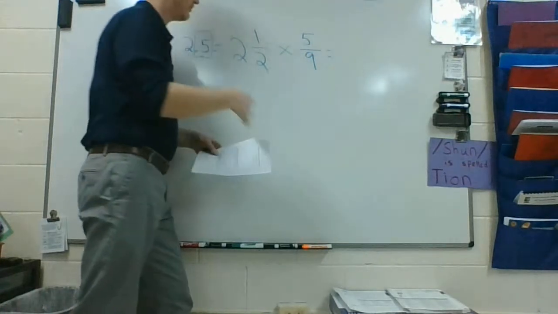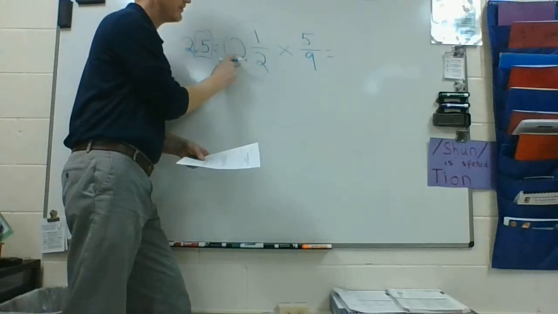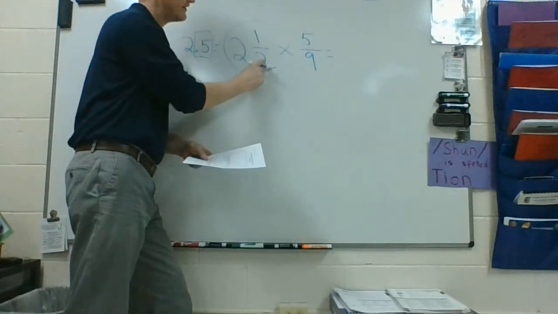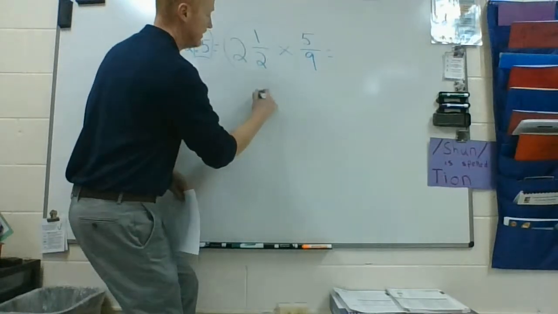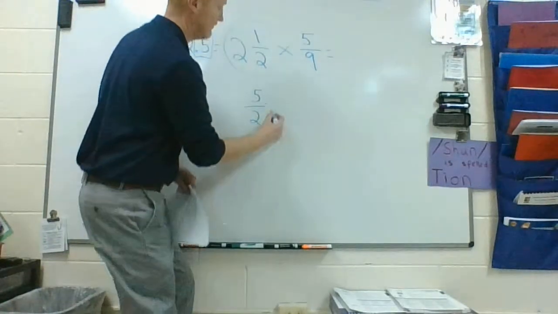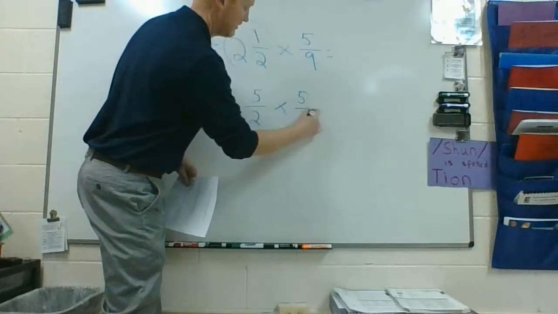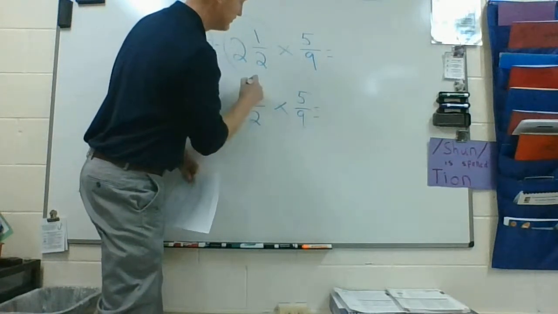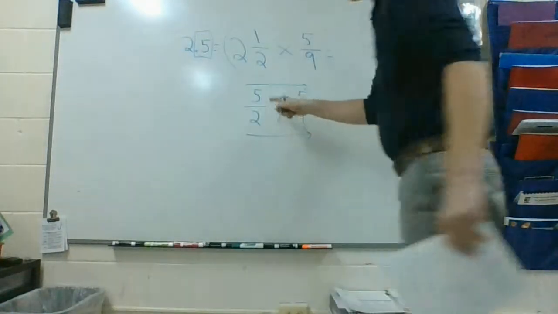Okay, now we're back to the same old, right? Convert. So we're going to convert this. I'm going to do it quickly because we did this one in class too. 2 times 2 is 4, plus 1 is 5. Makes me 5/2. Times 5/9. Okay. Step 2, straight up multiply. Switching sides. 5 times 5.